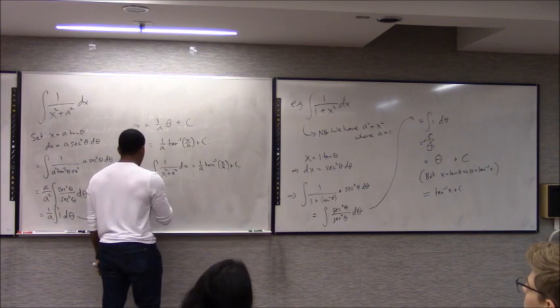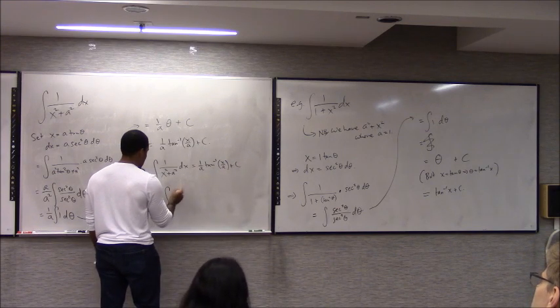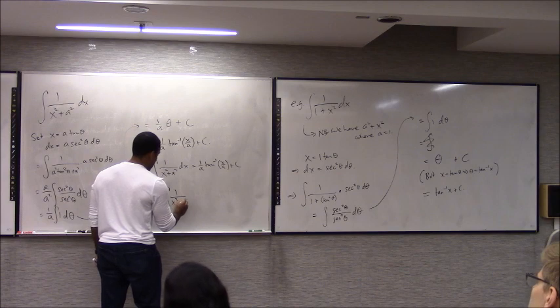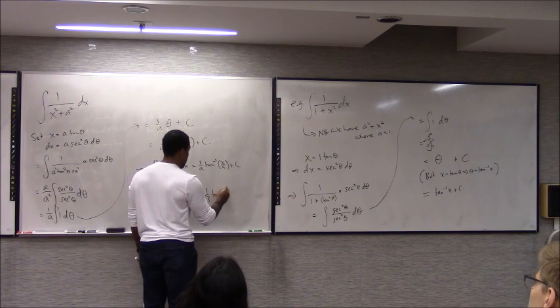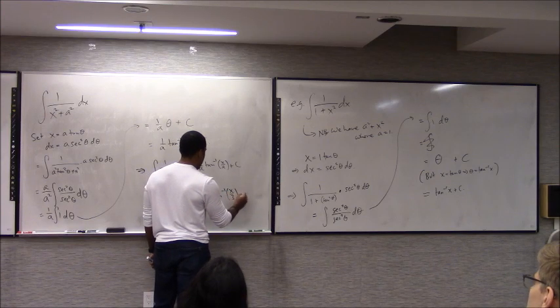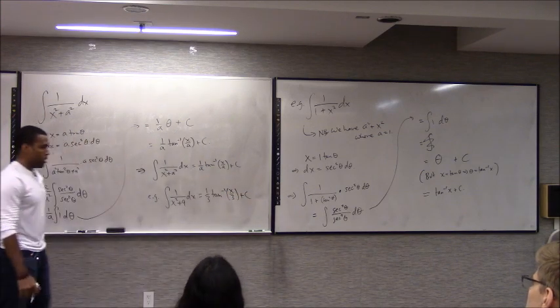So for example, if someone asks you, what is the integral of 1 over x squared plus 9? We now know that that's just going to be a third tan inverse of x over 3 plus c. Here's that table.